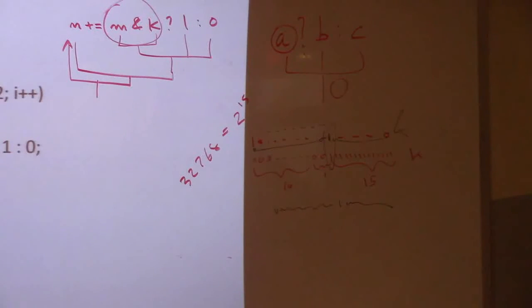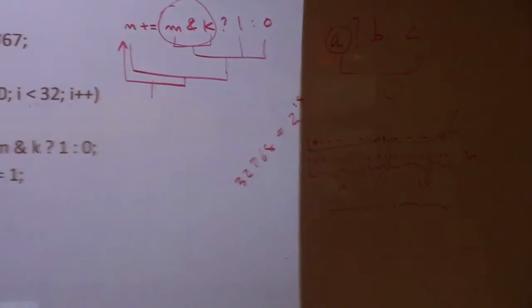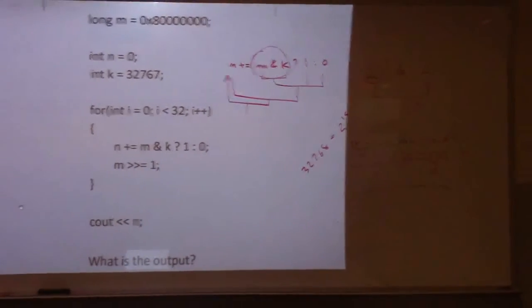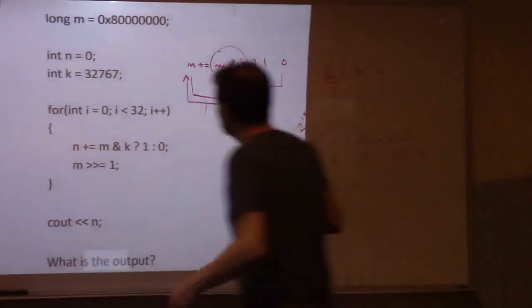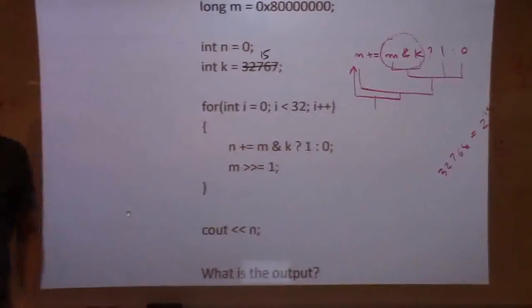Say again. Recursive? No, it's not recursive. We're iterating, we're looping. But what I'm saying is, what is this function doing? It is counting the number of 1s in K. So, for example, if I cross this out and I say K is equal to 15, what's going to print out now?